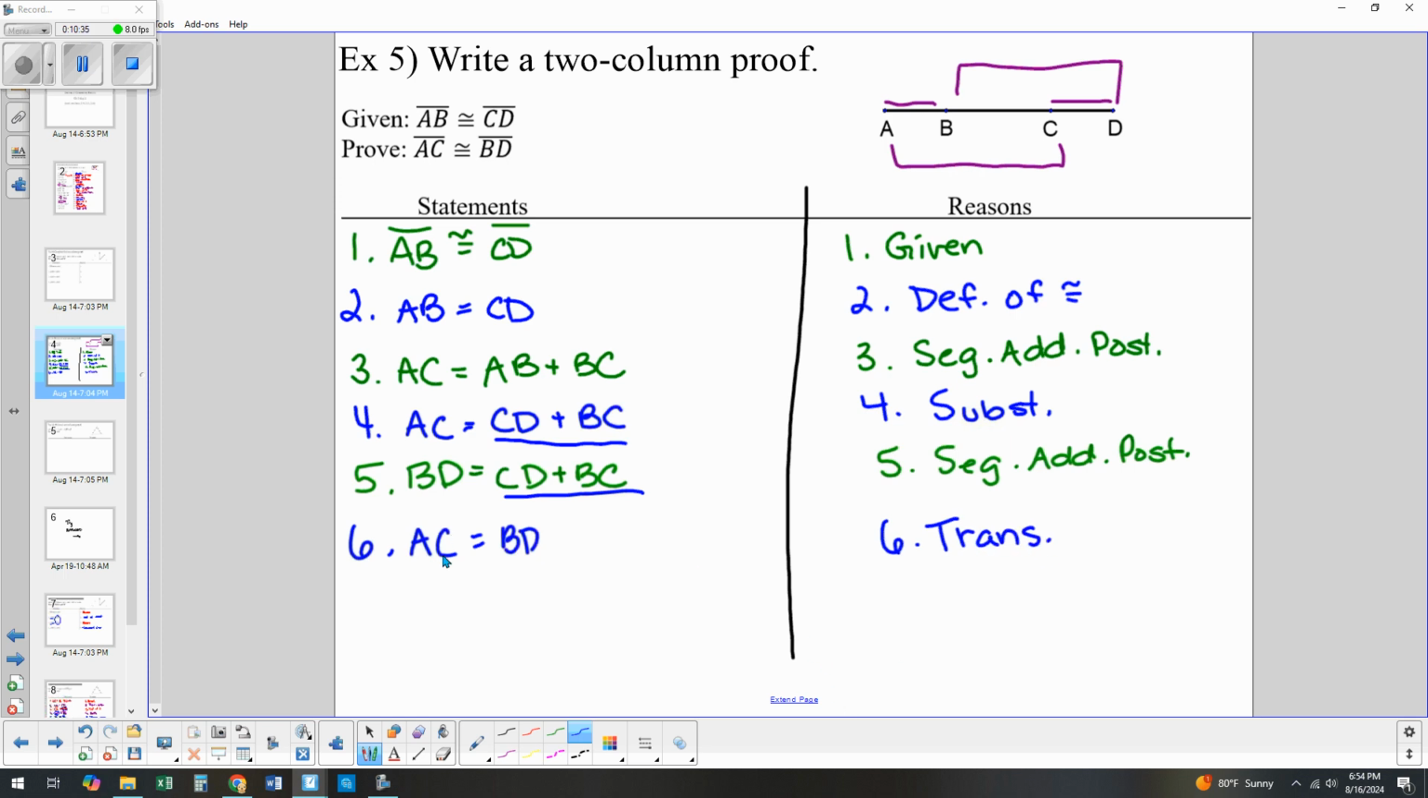And now I'm almost done. This looks very much like what I want to prove. The only difference is this is in terms of congruence while this is in terms of equals. So I'm going to change it. And we're using the definition of congruence. And that we just wrote from scratch a 2-column proof.